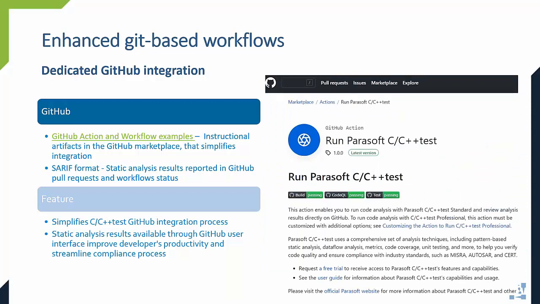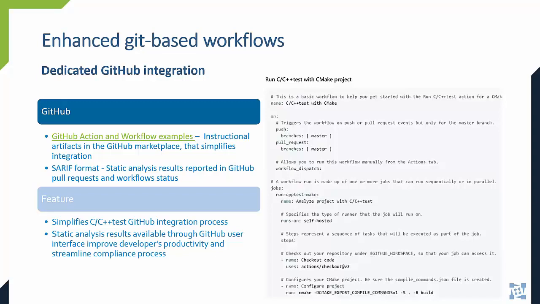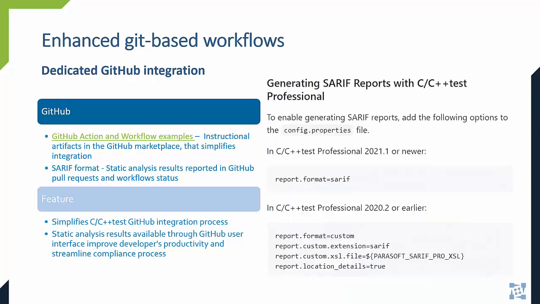Now, in the GitHub Marketplace, you will now find a Run Parasoft C/C++test action, and in the description, you're going to find useful examples of how users can integrate C/C++test into their GitHub workflow, providing valuable information, as you see here, that will help streamline tool integration and configuration.